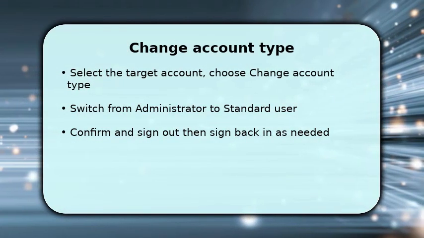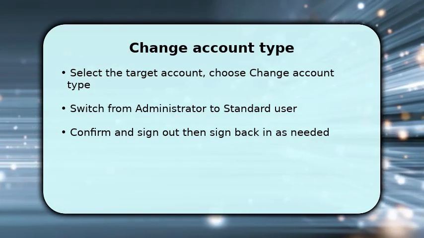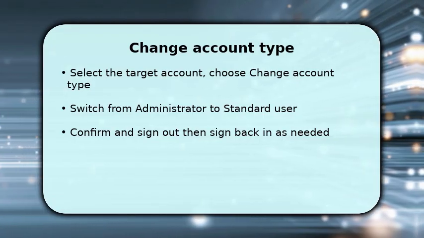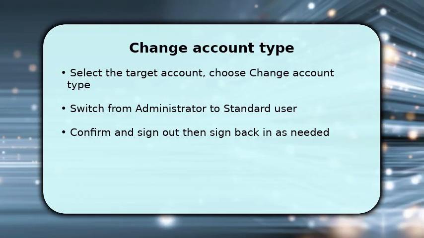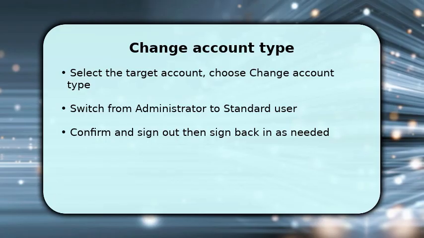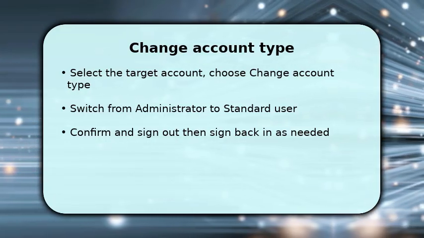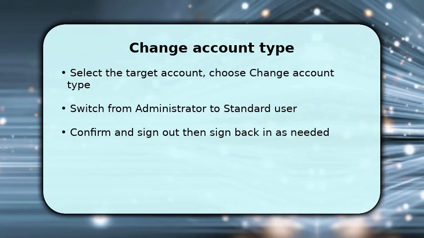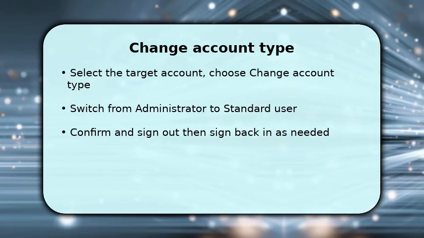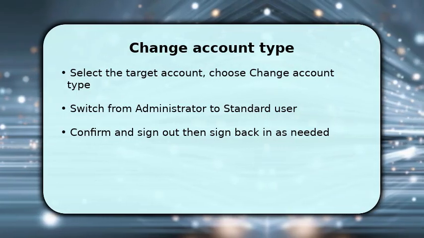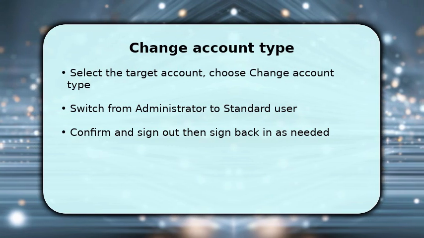Now you change the account type. Select the user to modify, click Change Account Type, and choose Standard User. You do this because Standard removes automatic administrative privileges while keeping files intact. It's safer than deleting the account. After confirming, sign out of any affected session and sign back in to apply changes. If UAC prompts appear, approve them from an admin session. Once done, verify the account can no longer install apps or change system settings without an admin password.